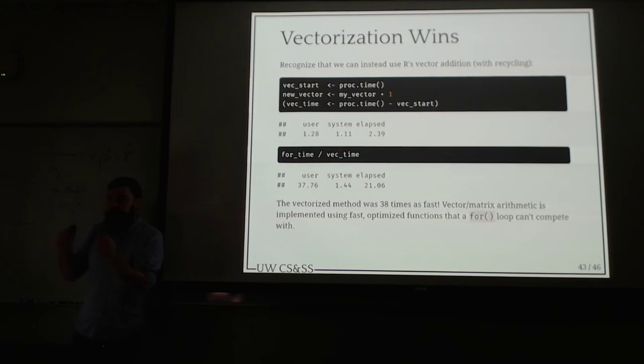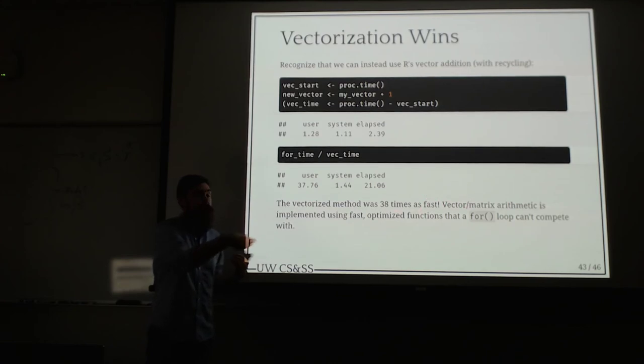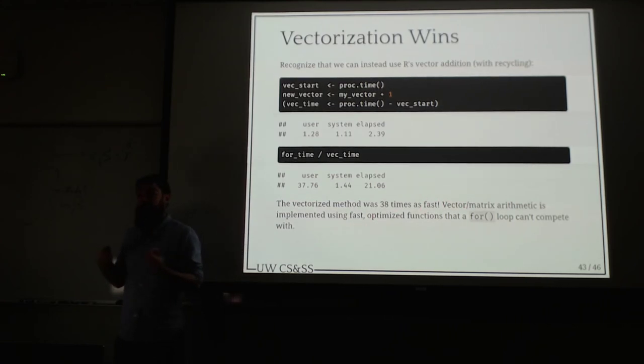R is really, really fast in vectorized operations, like letting it recycle and do the addition. It's way faster than looping things. There's a couple of reasons for it. One is that a lot of the vector and matrix stuff that R does isn't even written in R. It's written in much faster low-level languages. Some of it's written in Fortran, some of it in C++. Those are both ridiculously fast languages. By being written in those, they go a lot faster.